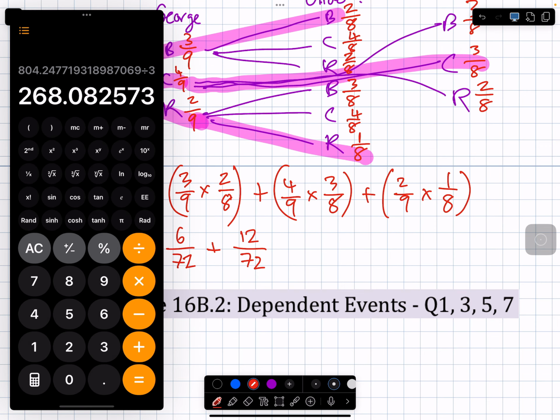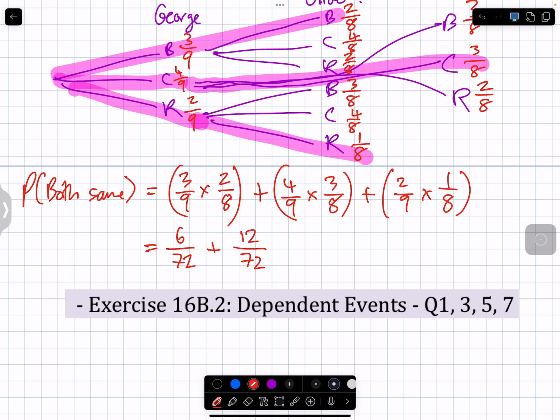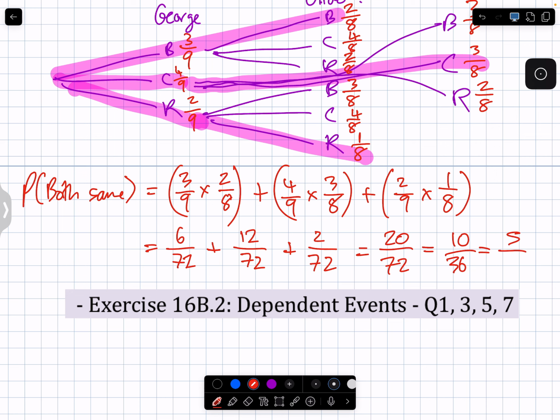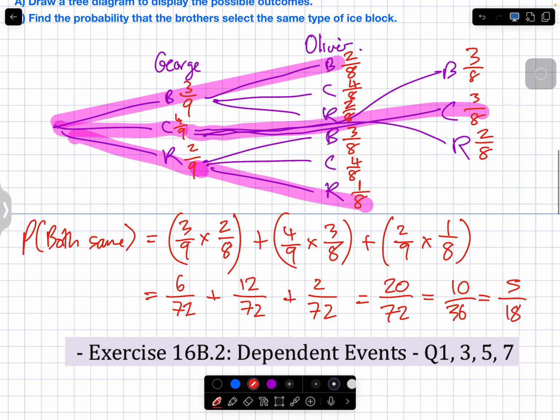Get the calculator to check. He's meant to be a maths teacher. Geez, 72. Right? And then plus 2 over 72. Are they all the same denominator? So I can add them together. 6 plus 12 plus 2 is 20 over 72. Still divisible by 2, 10 over 36, still divisible by 2, 5 over 18. I think you can leave it at that. 5 over 18 chance that they get two of the same ice blocks. That's how that works. I'll stop the video there.